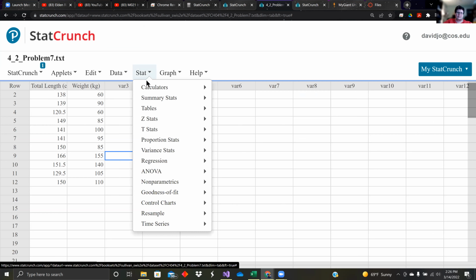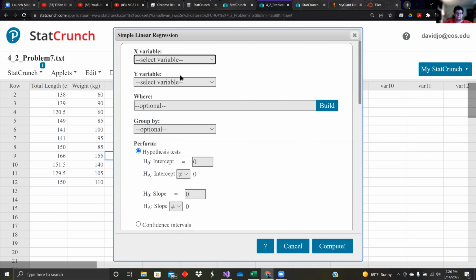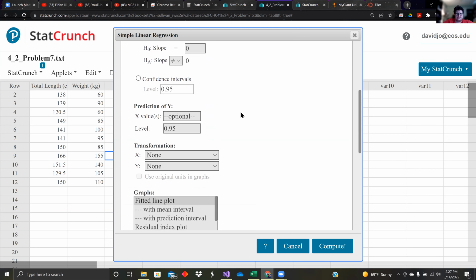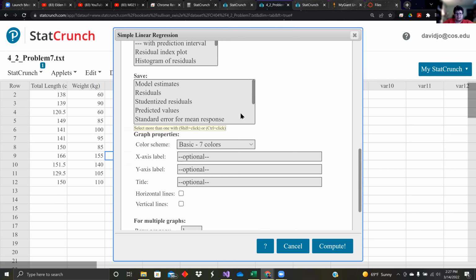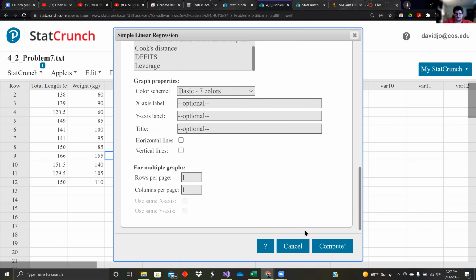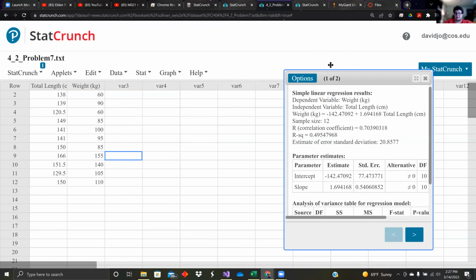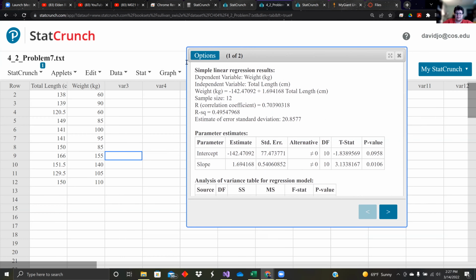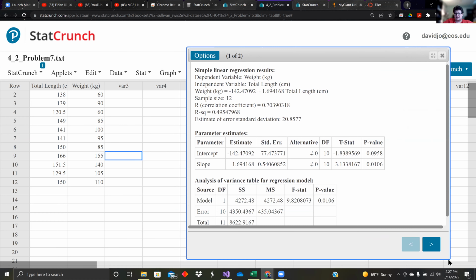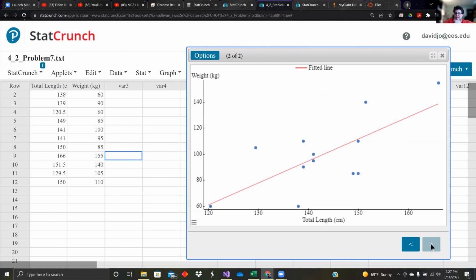We can also look at stats, regression, simple linear. We're going to choose the same thing. Length is the X variable and Y variable would be weight. And we're not doing any hypothesis tests. We're just going to click compute. And we get this information. And there's a lot of stuff going on. If I click over to this real quick, we can see they plot the data and they do a best fit line.